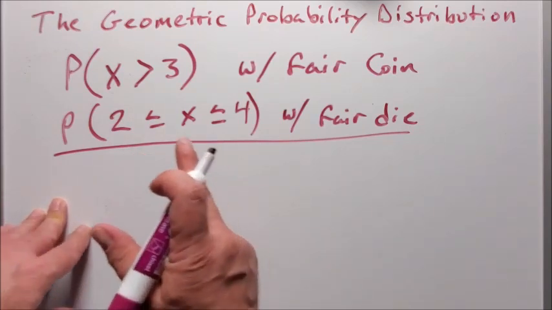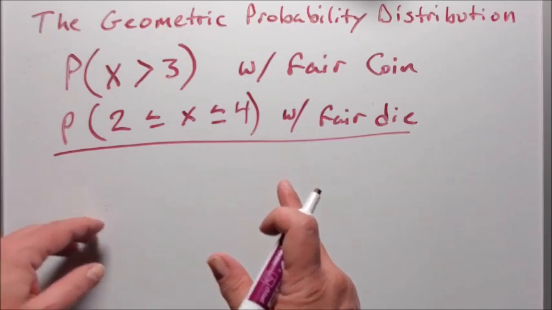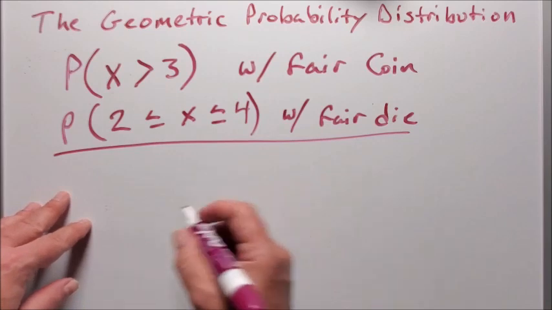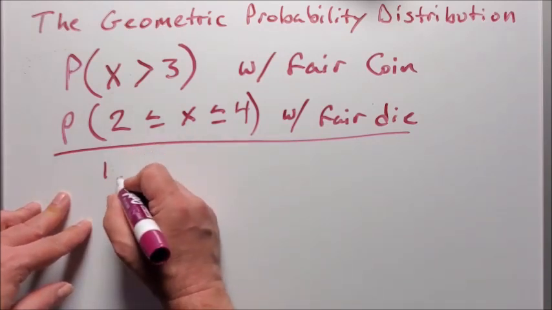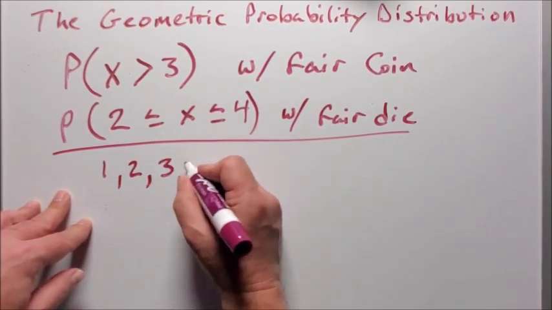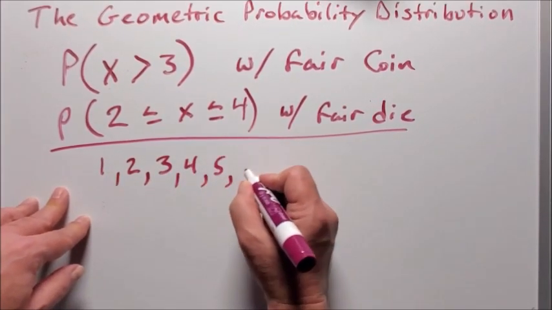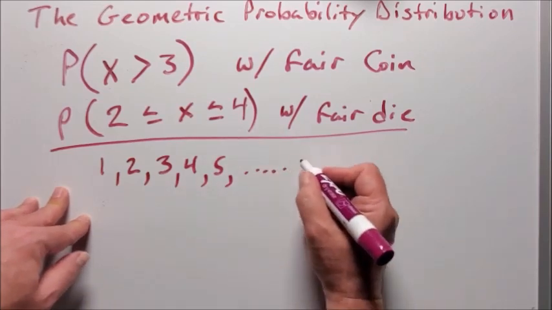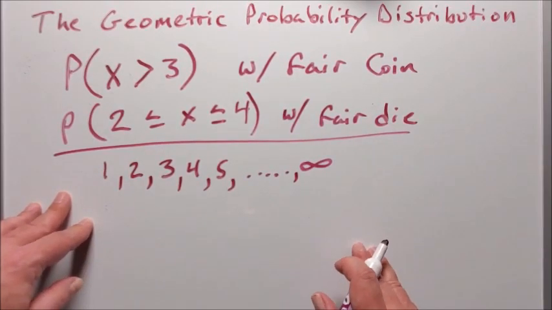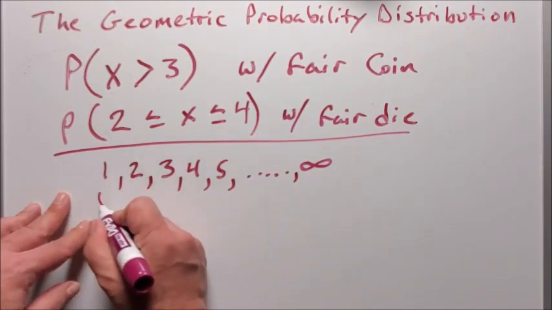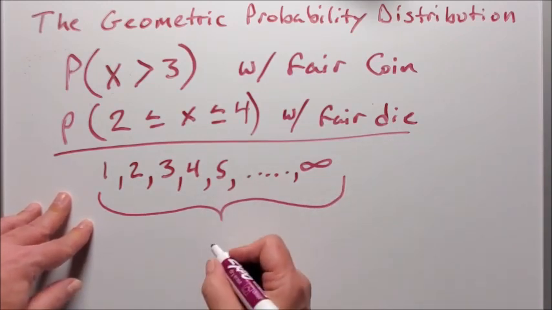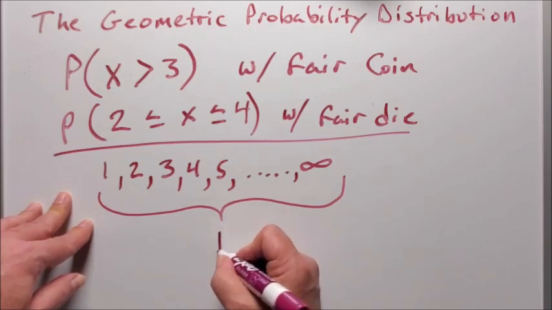Let's take a look at the sample space for the number of rolls of the die it would take us to get a success. Let's think about it. We could get a success on the first roll. We could get a success on the second roll. We could get a success on the third or the fourth or the fifth, etc., all the way to whatever number you want to visualize, all the way to infinity. And that's our sample space. That total chunk, the sum of that is going to be 1.